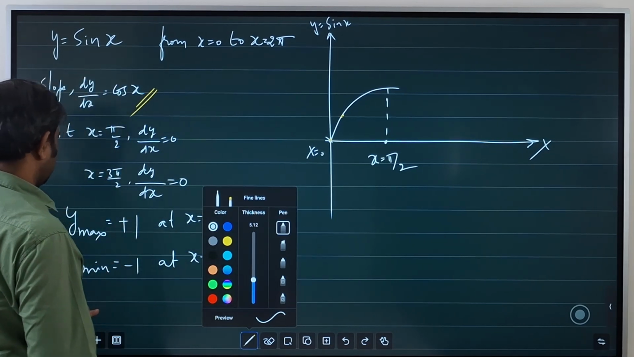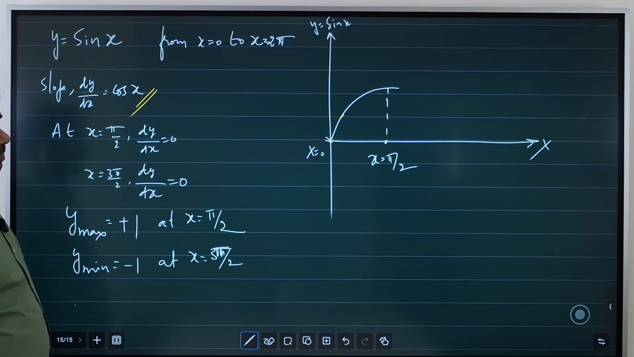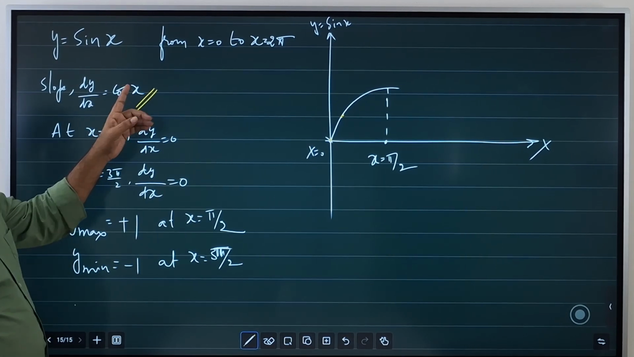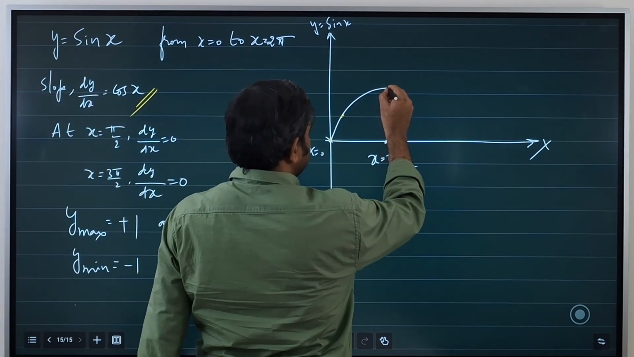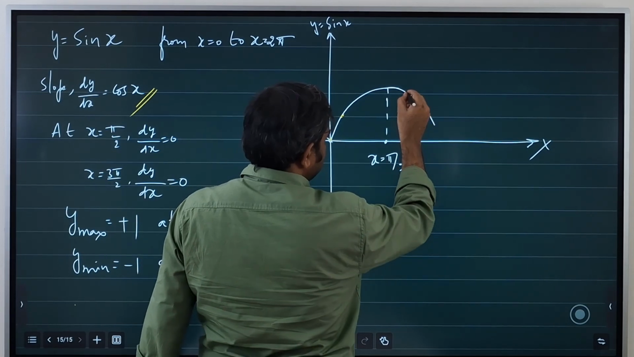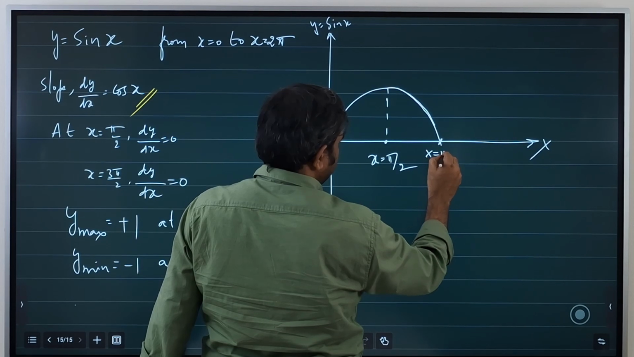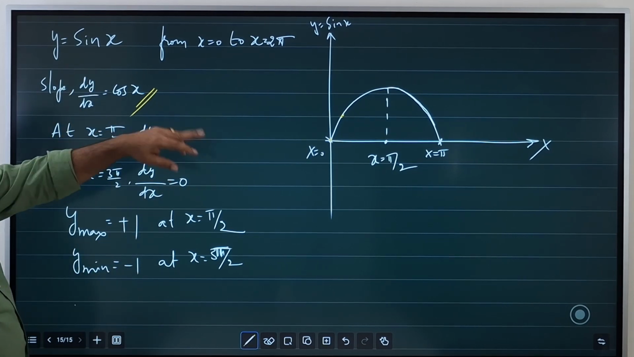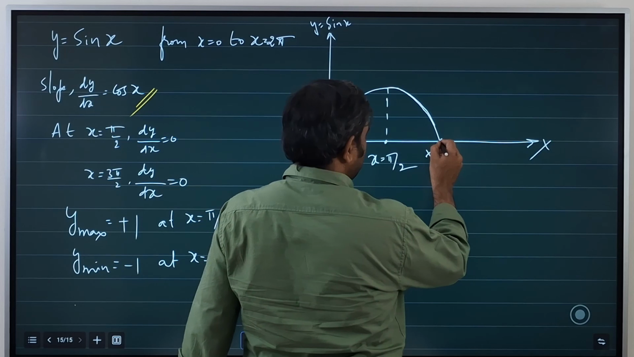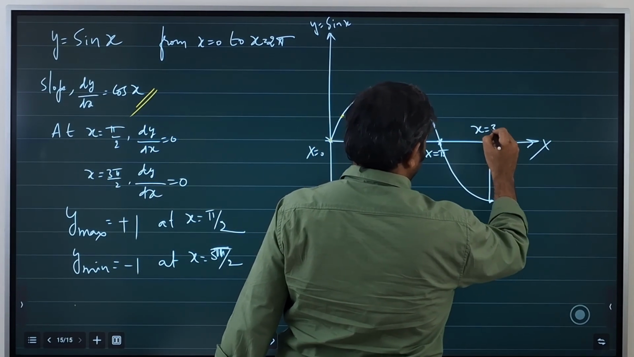For x greater than pi by 2, y decreases. Slope is negative. For angle greater than 90 degrees, you know cos theta is negative. So slope is negative, y decreases. Y decreases at increasing rate. Y becomes 0 at x is equal to pi. After that, y takes negative values between pi and 2 pi. You know, y is negative and y becomes minimum at x is equal to 3 pi by 2.